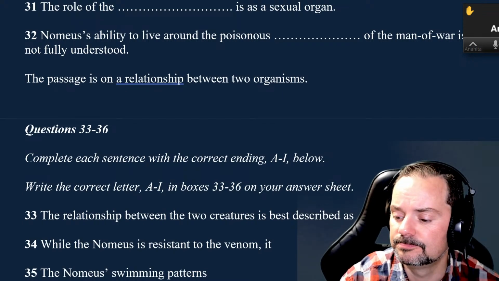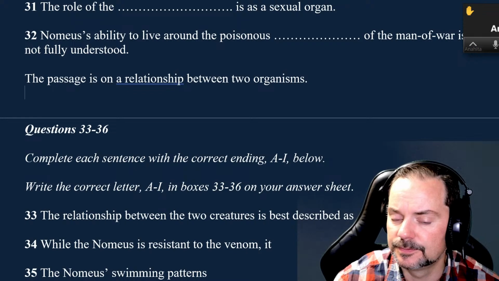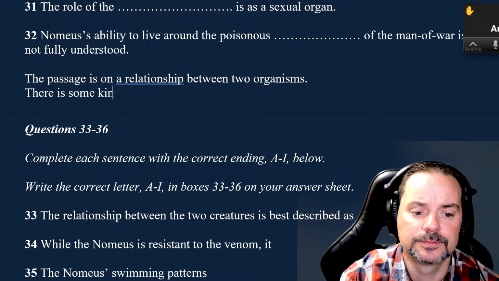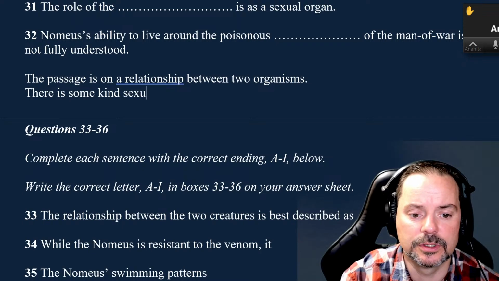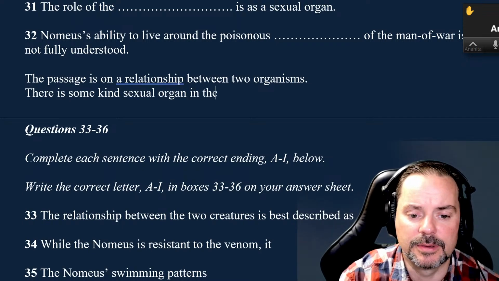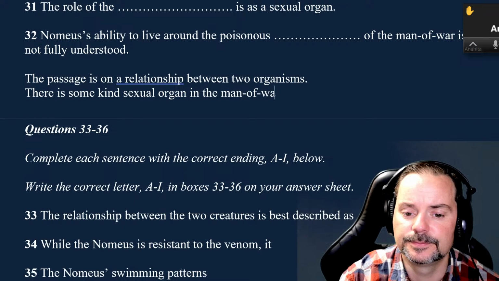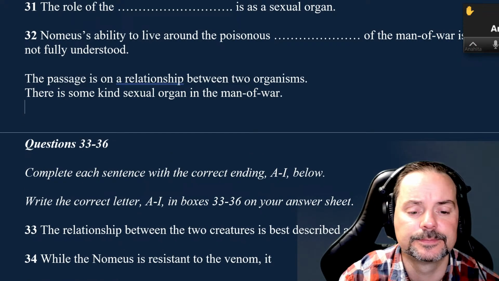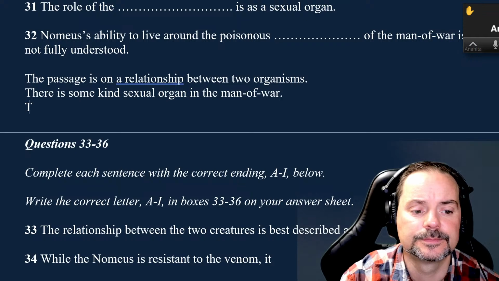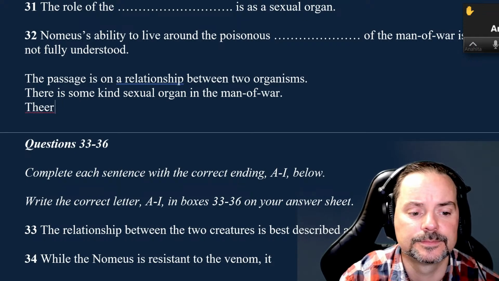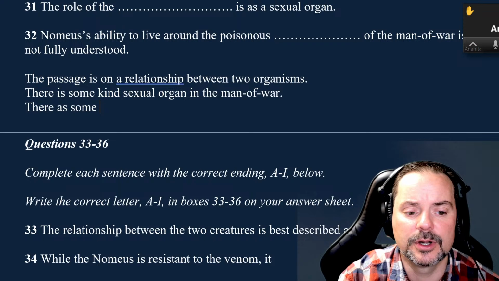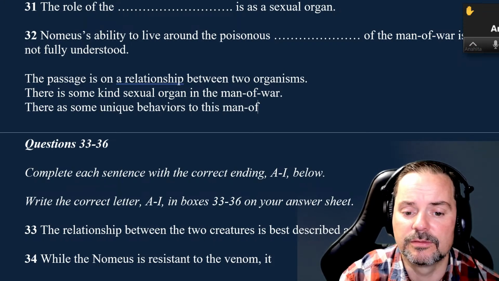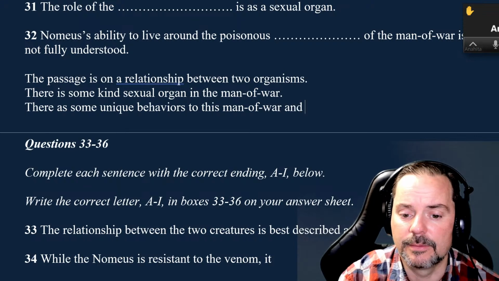There is something as a sexual organ in the Man of War. Yep, there's some kind of sexual organ in the Man of War, sure. The Man of War has some abilities, some certain ability. Yeah, there are some unique behaviors to this Man of War and Nomius, yeah.